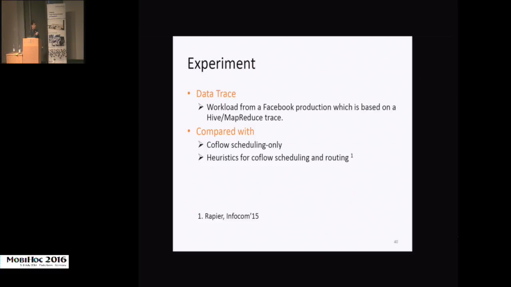So here comes our experiment. In our experiment, we used the workloads from Facebook production, which is based on a Hive MapReduce trace. And we use this workload to conduct experiments. And in our experiments, we compare our algorithm, the OMCoflow, with the state-of-the-art coflow scheduling only heuristic, and the state-of-the-art heuristics for coflow scheduling and routing.